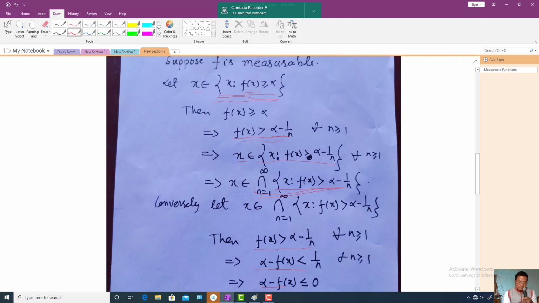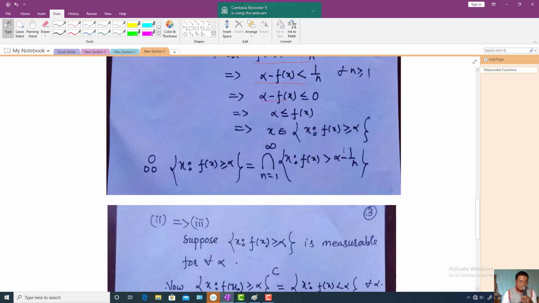If alpha is less than or equal to f of x, it means f of x is greater than or equal to alpha. That means x is a member of this set. So whenever you take an arbitrary point from here, that point is also a member of this set. Therefore this set is a subset of this one. So in one way we have proved that this is a subset of this one, and in another way we have proved that this is a subset of this one. Therefore these two sets are exactly equal.